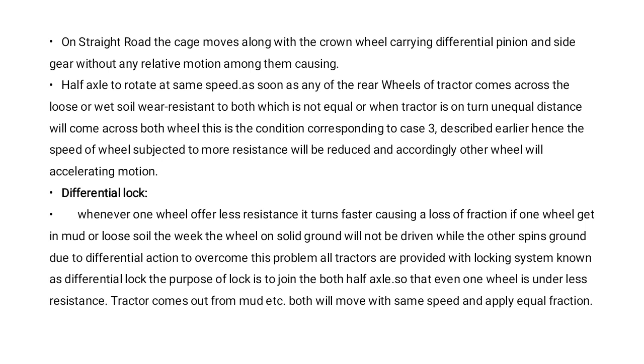Differential lock: when one wheel offers less resistance, it turns faster, causing a loss of traction. If one wheel gets in mud or loose soil, the wheel on solid ground will not be driven, while the other spins on the ground due to the differential action. To overcome this problem, all tractors are provided with a locking system known as the differential lock. The purpose of the lock is to join both half axles so that even if one wheel is under less resistance, the tractor comes out from the mud. Both wheels will move with the same speed and apply equal traction.